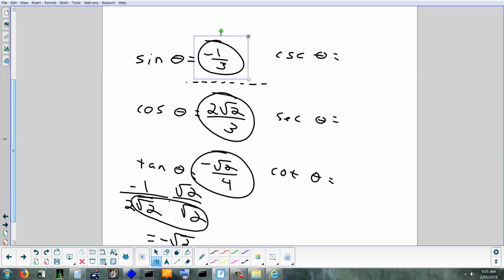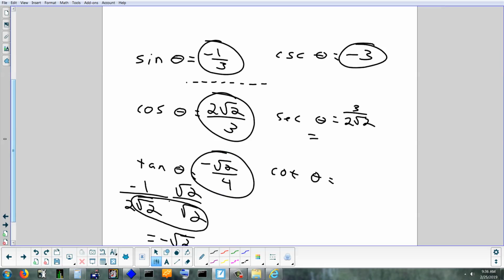Connor, now that I've got the 3 on the left, what do I do with each one of them to get the ones on the right? You flip them. Flip them, that's it. So the first one, that one's pretty easy. Negative 1 over 3, when you flip it, negative 3 over 1. Secant, you're going to get 3 over 2 root 2. It's kind of like what you just had over here. You had negative 1 over 2 root 2. You're going to fix it the same way.